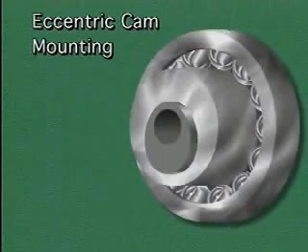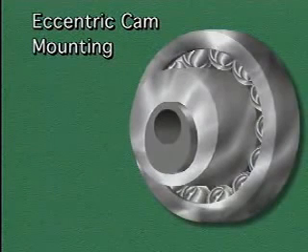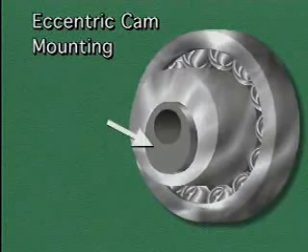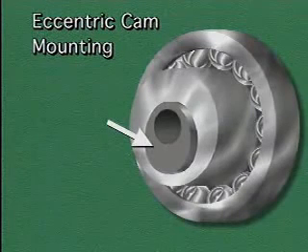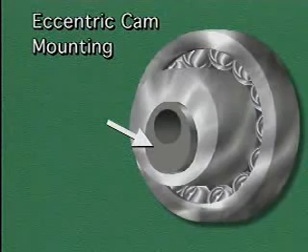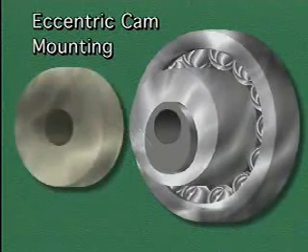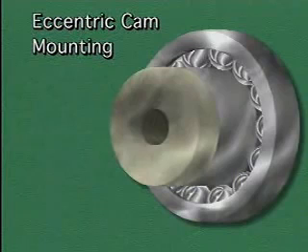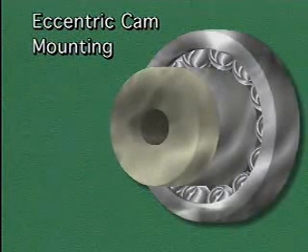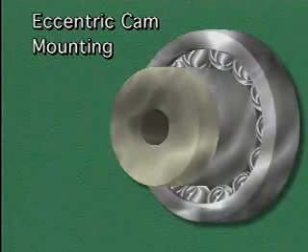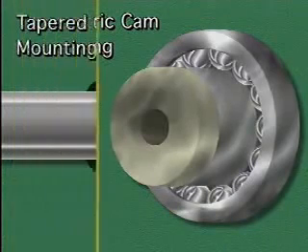Another method of inner ring mounting is called eccentric cam mounting. In this type of mounting, the bearing's inner ring is wider than usual. One end of the inner ring has a projection that is slightly off-center from the rest of the bearing. This projection is called an eccentric cam. A locking collar fits over the cam. The shapes of the cam and the locking collar cause the inner ring to be squeezed against the shaft when the locking collar is turned.